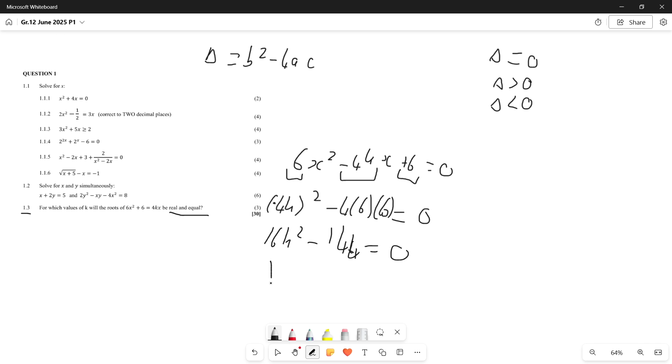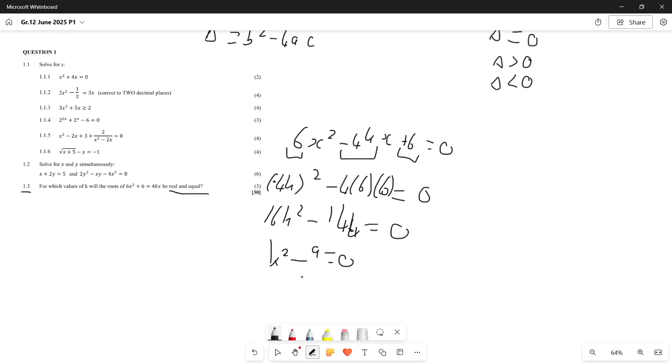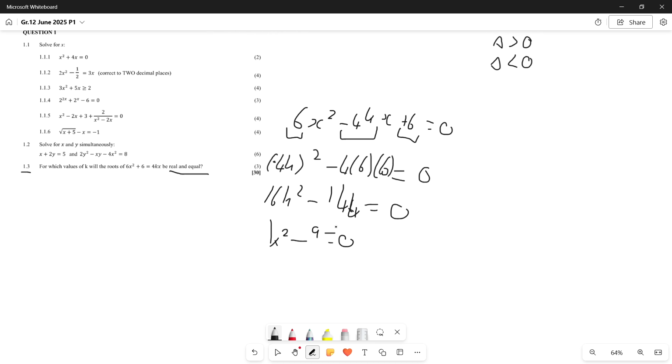So if we divide by 16, we have k squared minus 9 equals 0. Once we're here, what we have is difference of two squares. So we can either take the 9 over, square root both sides, leave it plus or minus, or we can open up brackets here, k minus 3, k plus 3 equals 0. Then therefore, k equals 3 or k equals minus 3.